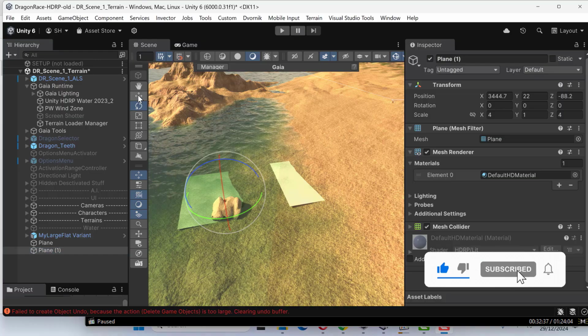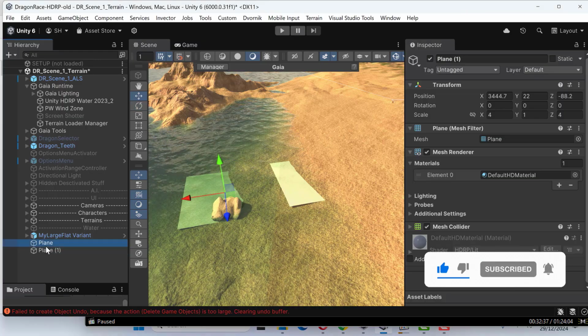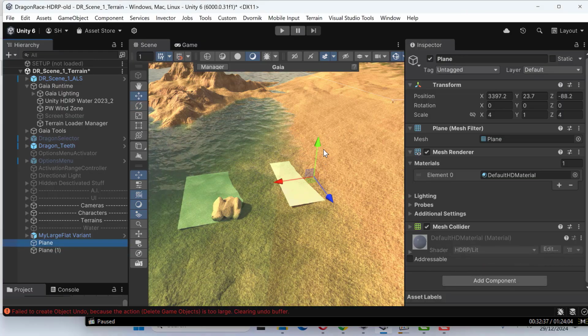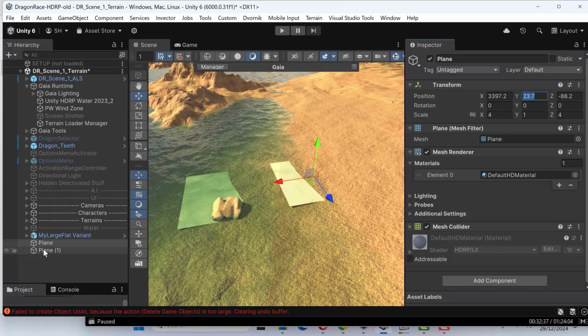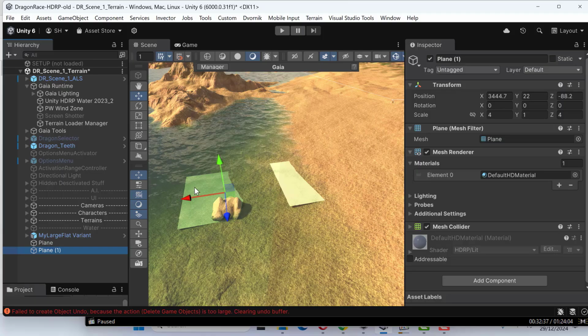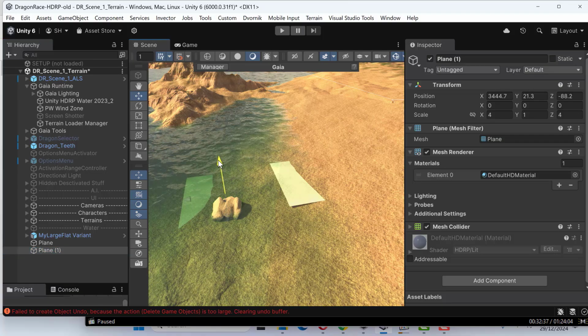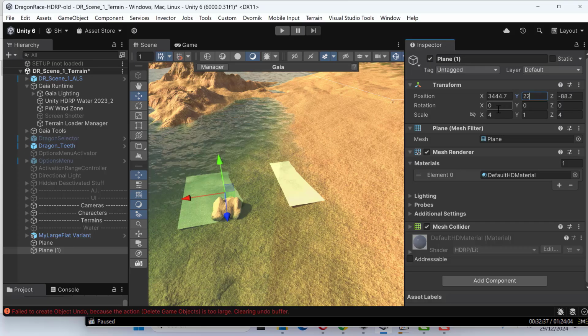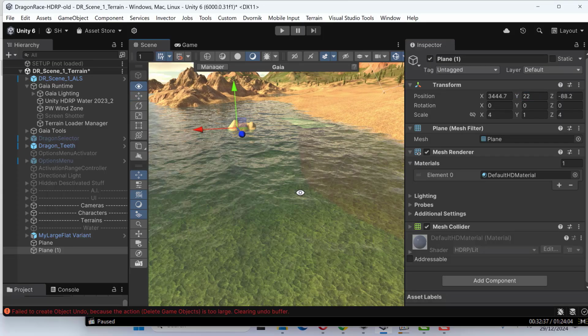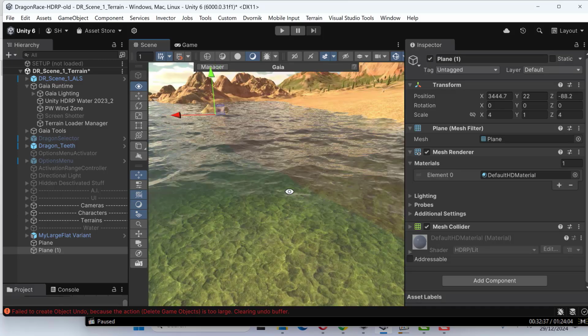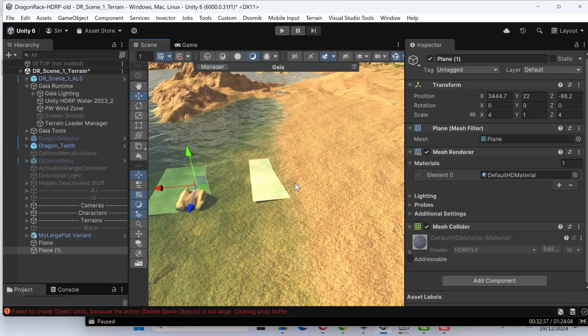Okay, so I've set up two planes here. One is at sea level, which is 23.7 meters. I presume that's meters. And the other one is at 22 meters. I'll call it 22 meters, which is obviously about a meter below the sea level.